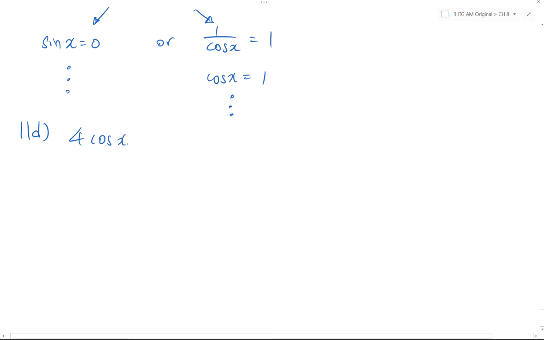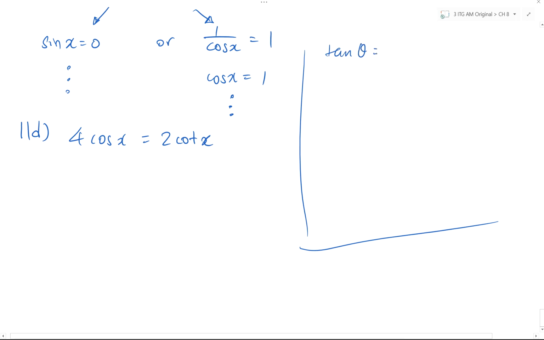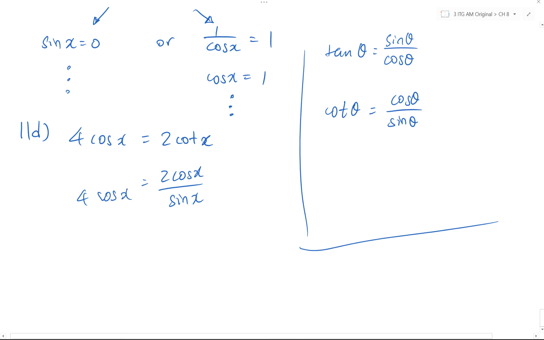4 cosine x, 2 cotangent x. So just as we said, tangent theta is sine theta over cosine theta. We also have cotangent theta is cosine theta over sine theta. Okay, this one also must know. So I'm going to replace it over here. We have 2 cosine x over sine x for cotangent x. And then we can cancel here.